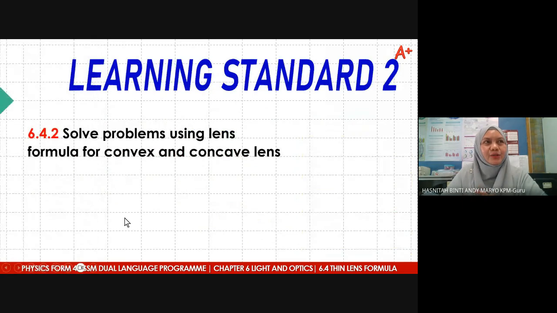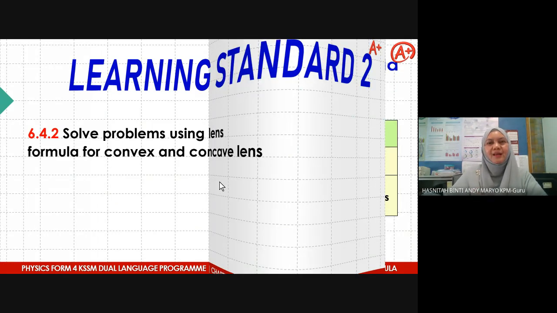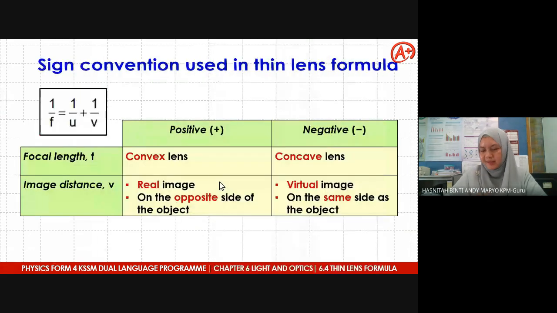Okay, that is it for the first learning standard. Now we enter the second. The second learning standard is to solve problems using the lens formula for both convex and concave lenses. First, please turn to your workbook page 137. I want you to complete number 1, the thin lens formula. The thin lens formula box is provided on page 137.